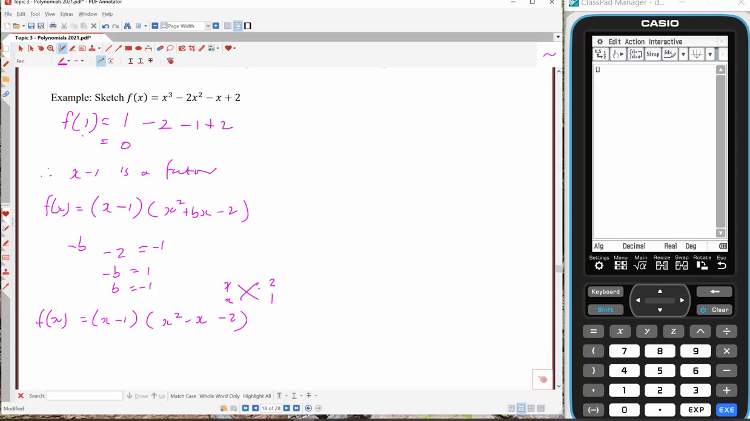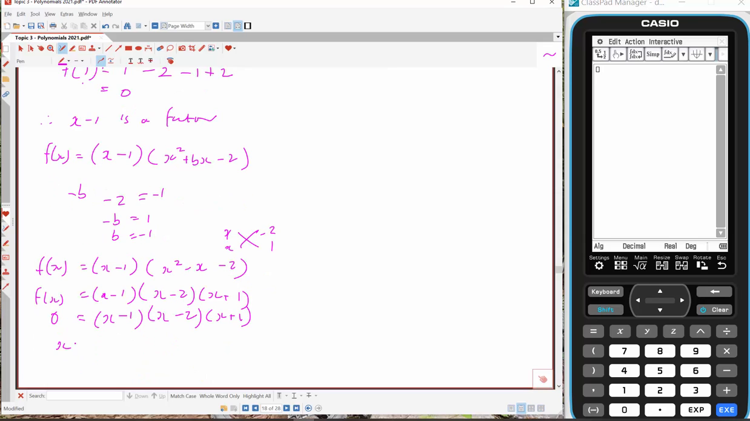So f of x equals x take 1, x squared take x take 2, that's the negative. F of x equals x take 1, x take 2, x plus 1. Alright, so what we want to do is let f of x equal 0, x take 1, x take 2, x plus 1, and apply the null factor law, x equals 1, x equals 2, x equals -1. Alright, let's sketch this thing. No, not an asymptote. A Cartesian plane. So let's go solid.